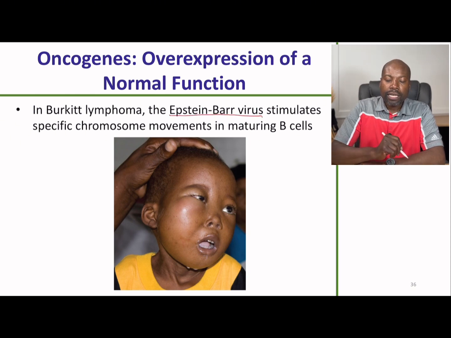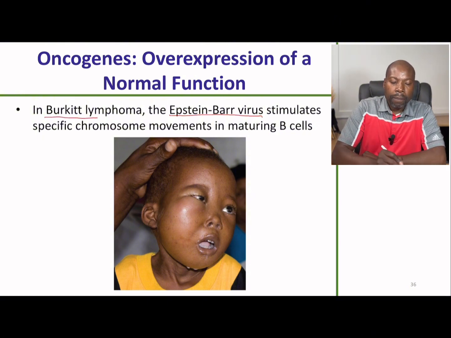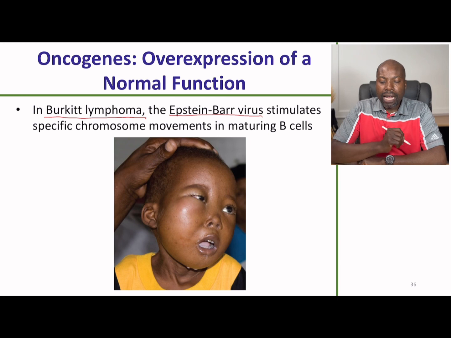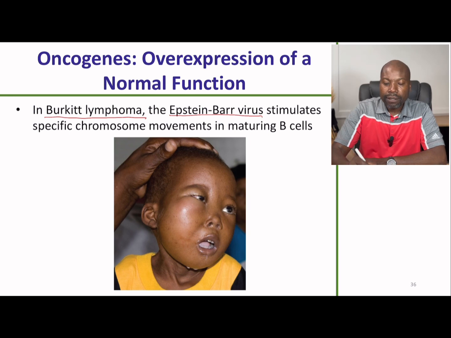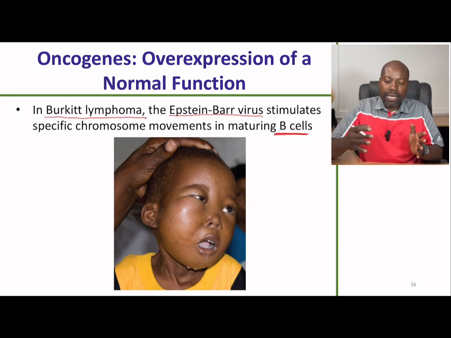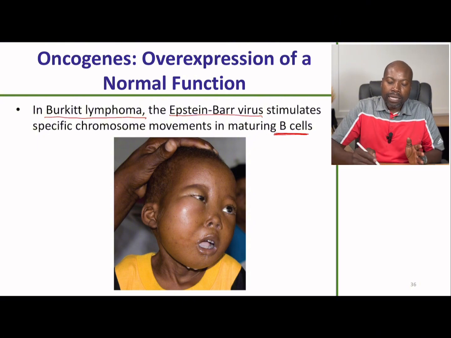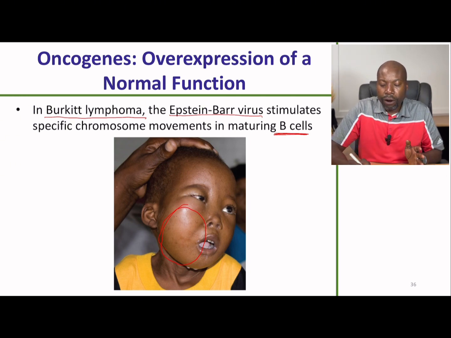That actually is going to cause the Burkitt lymphoma. And that Burkitt lymphoma is actually happening because of B cells, right? And the characteristic of that lymphoma, it's a deformation of the jaw, right? And you can see how the jaw is deformed in this child, okay?